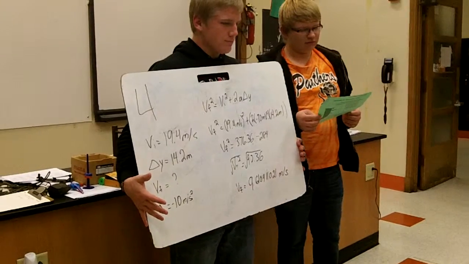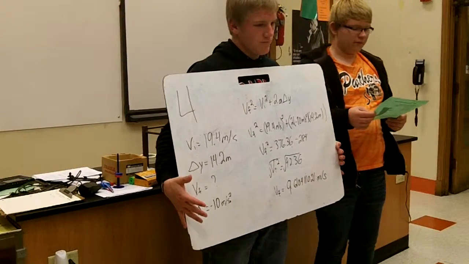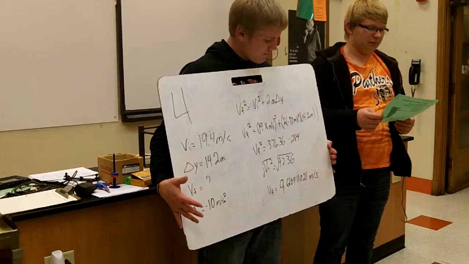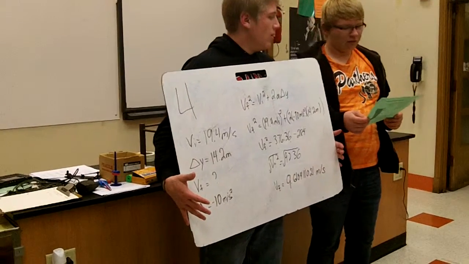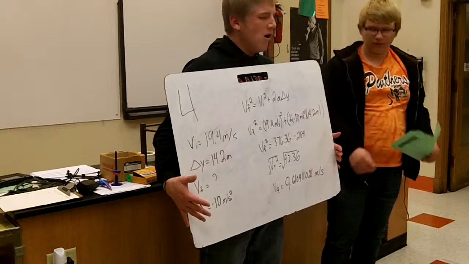A physics student goes to the roof of the school, 14.2 meters above the ground, and throws a pumpkin straight down with an initial speed of 19.4 meters per second. With what velocity does the pumpkin strike the ground?